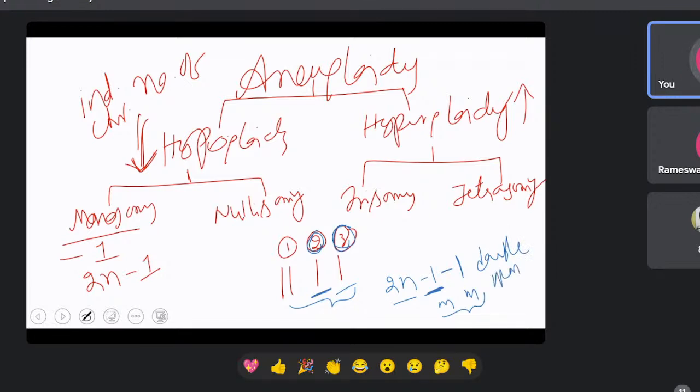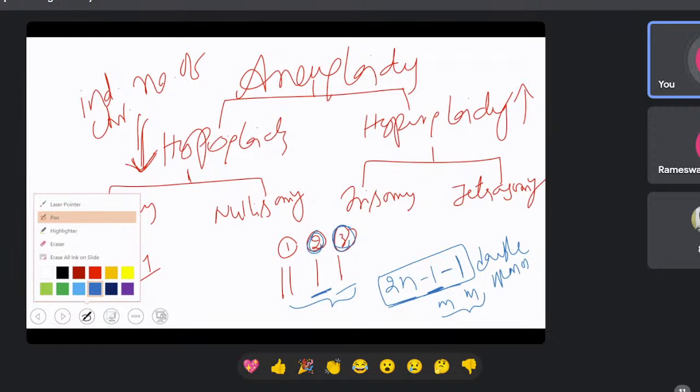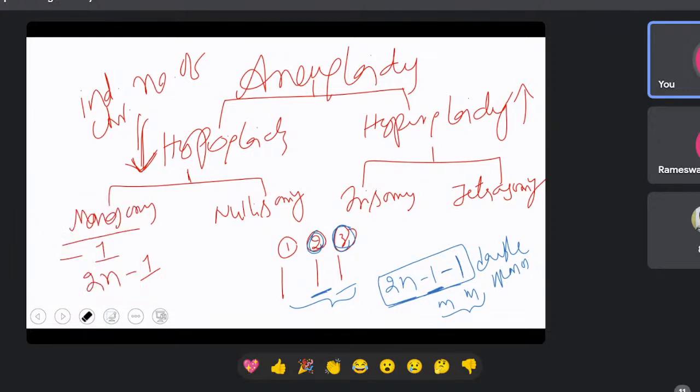We cannot show it as 2n minus 2. Minus 2 refers to loss of 2 chromosomes. Which 2 chromosomes are lost? We don't know. Minus 1 refers to loss of 1 chromosome from one pair. So here double monosomics should always be shown as 2n minus 1 minus 1. If the third chromosome is lost from the first pair also, దీన్ని ఎలా చూపిస్తాం?